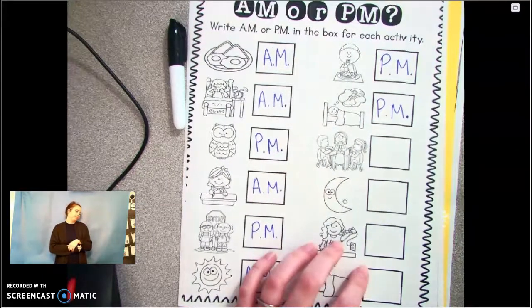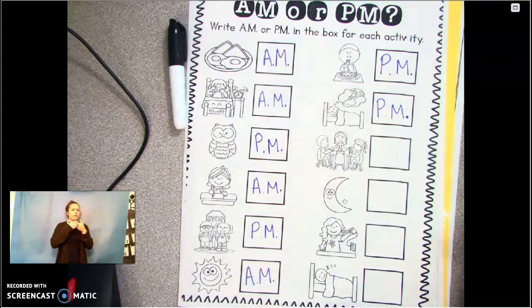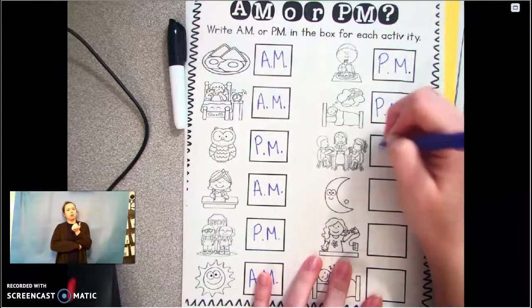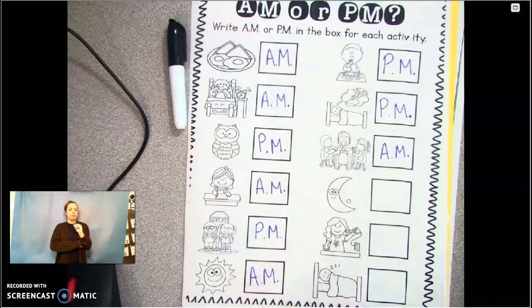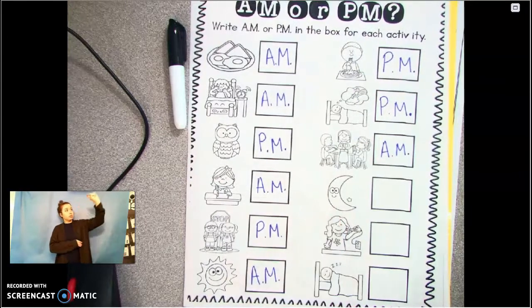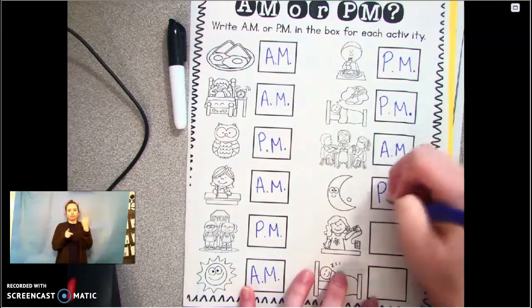All right, when are we doing reading? Are we doing reading before lunch or after lunch? Good, we do reading before lunch, so we do that in AM. Do you see the moon before lunch or after lunch? Good, we see it after lunch, so it's PM.